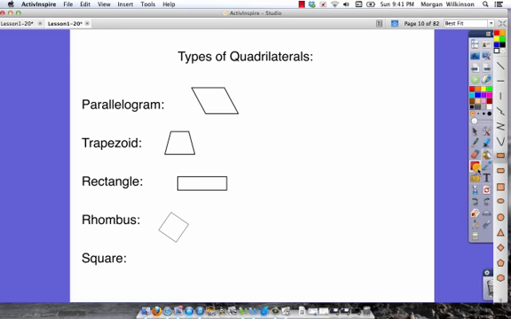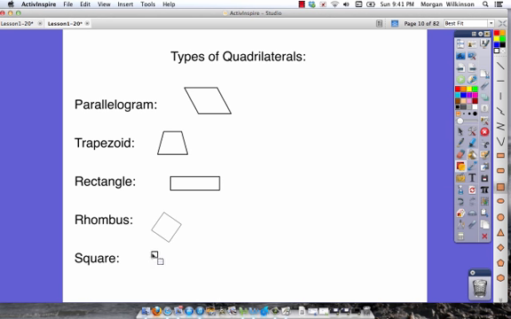And then finally we have our square, and our square, well, square of course just looks like this, and it's got all sides equal length, and it's got all angles of 90 degrees.